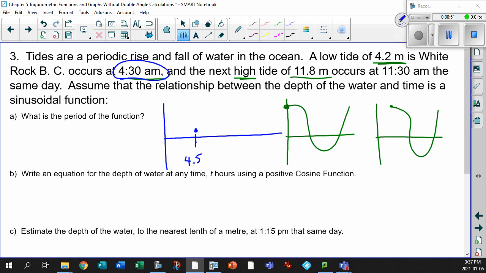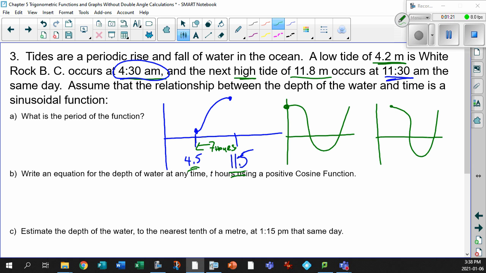Interesting. High tide happens at 11:30. So at 11.5 hours, right? That's 11.5, okay, that's the high tide. So there you go. There's only a portion again of the cycle. And if you think about it, from 4.5, from 4 in the morning to 11.5, how long is that? Isn't that 7 hours? Yeah, okay.